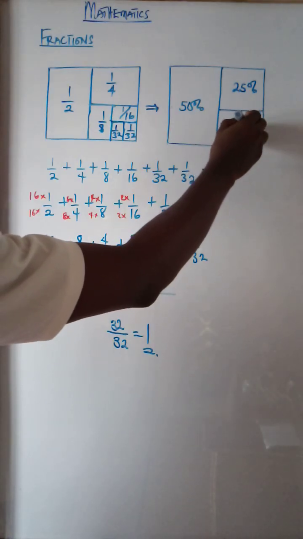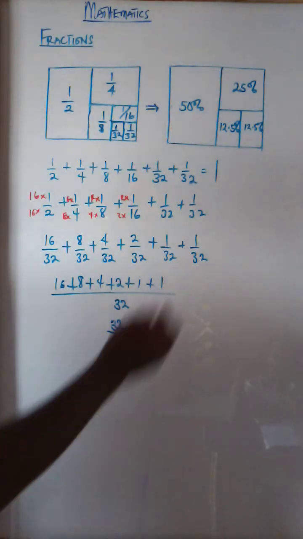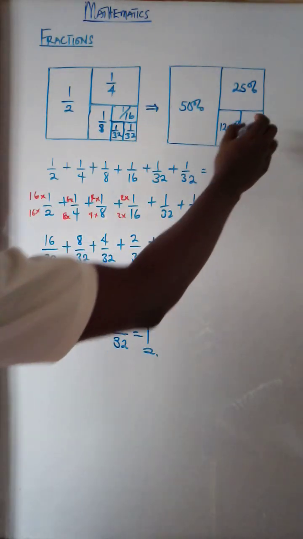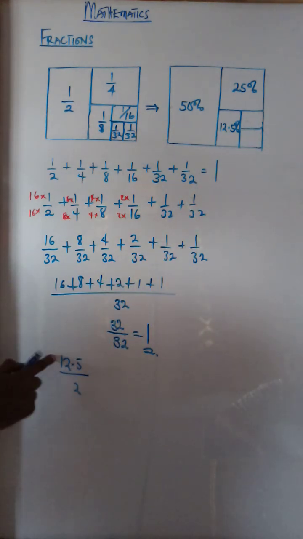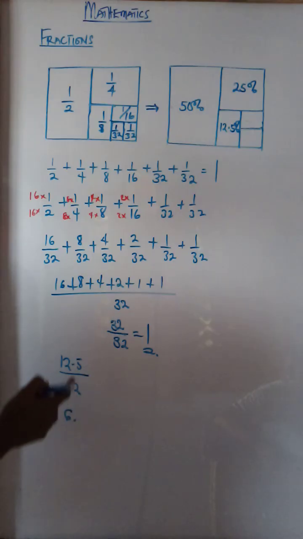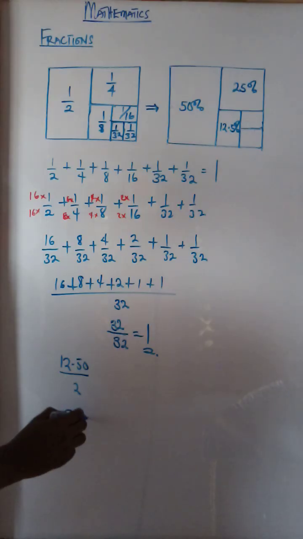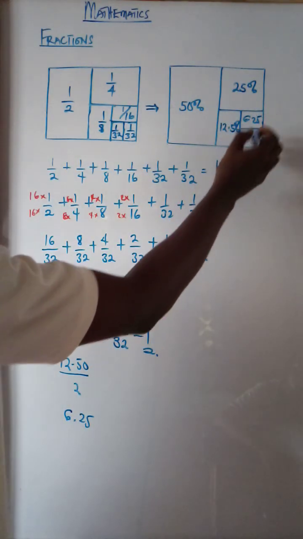And this is also 12.5%. So let's divide 12.5% into 2. We might need to do a small mathematics there. 12.5 divided by 2. 2 in 12 is 6. 2 in 5, you can write that as 50. So if you divide this 50 by 2, that will be 25. So this is 6.25%.